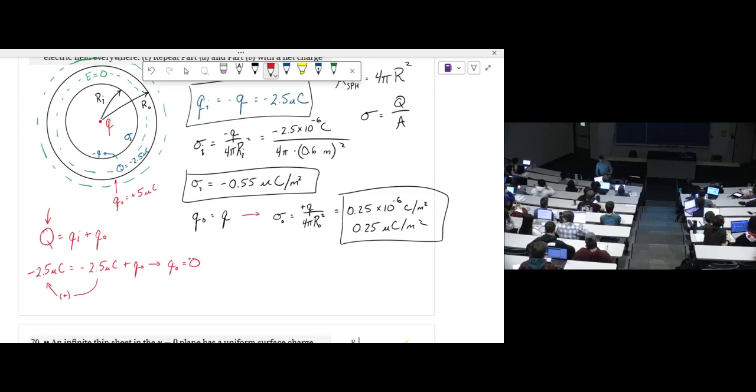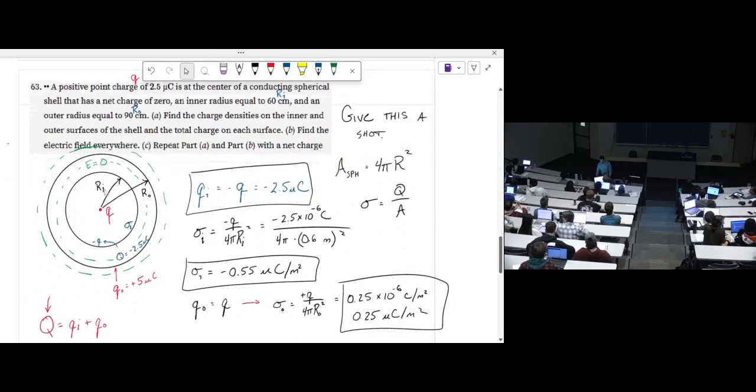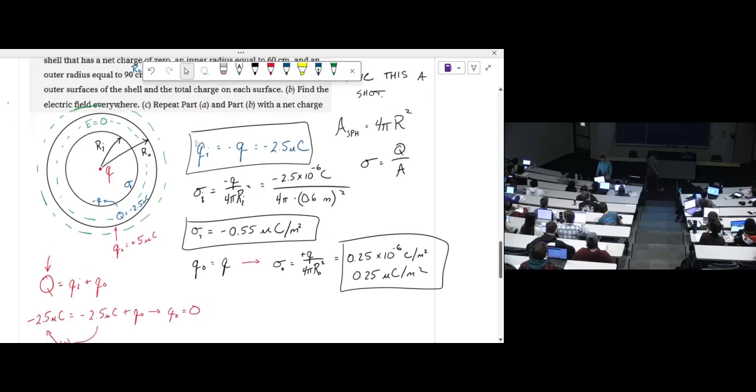Okay. The next question asks us, find the electric field everywhere. And you're like, okay, great. Over the entire universe, how do I do that? Well, we can divide the universe into 3 distinct regions: the region inside of both walls of the conductor, the region in between the walls of the conductor, and the region outside of the conductor. We have each of those 3 regions.